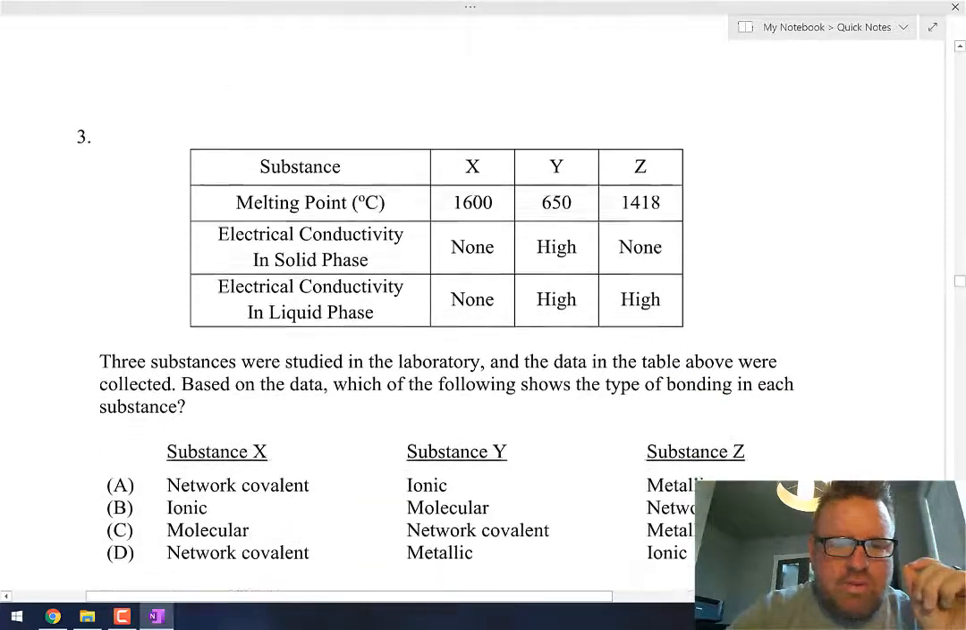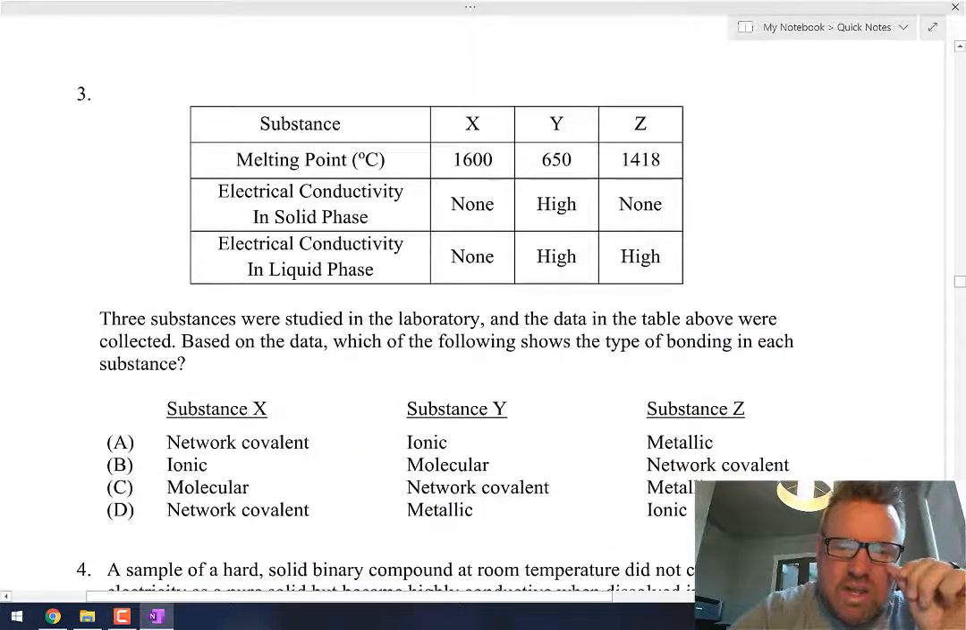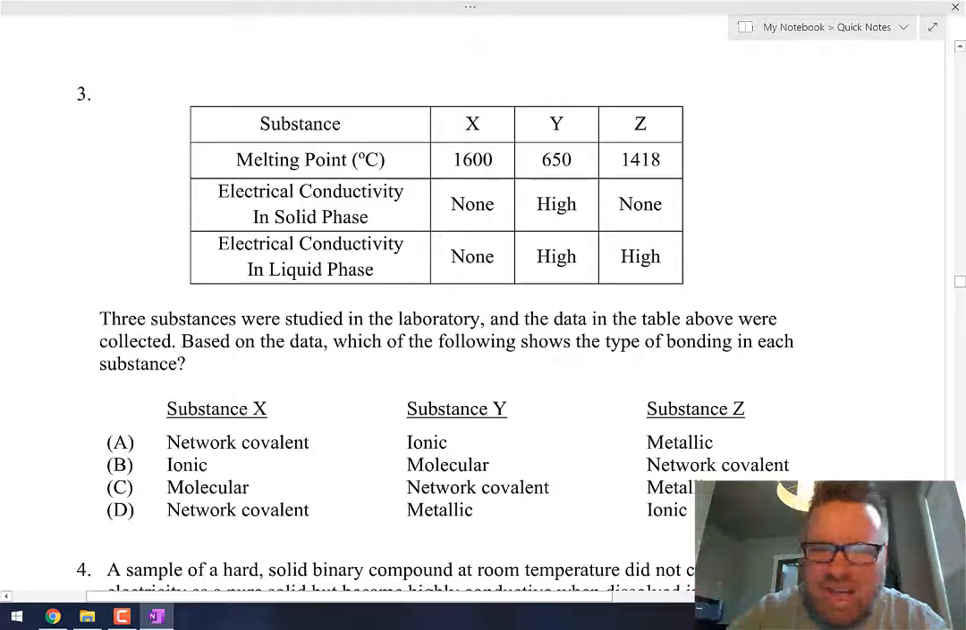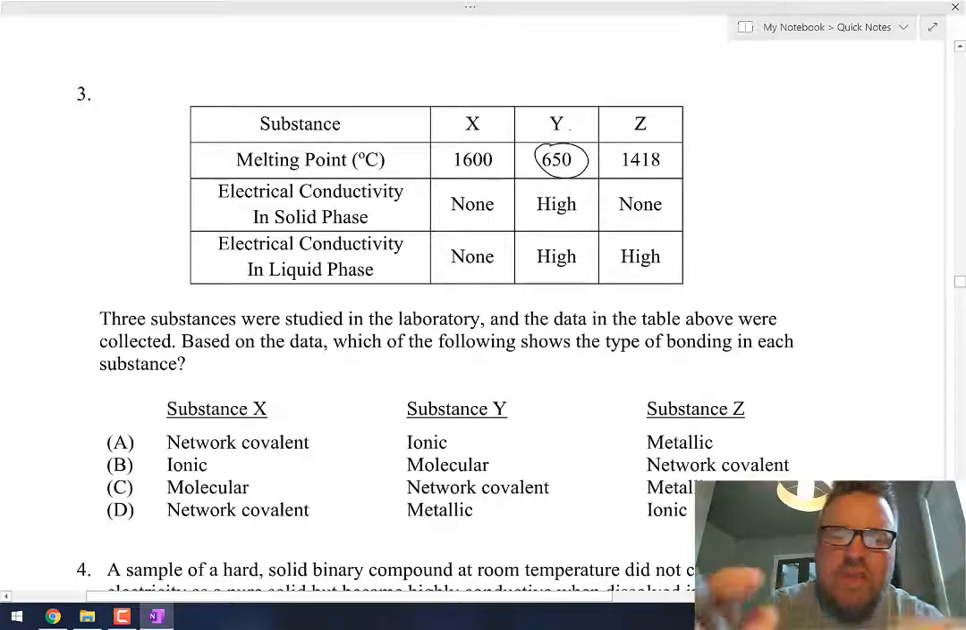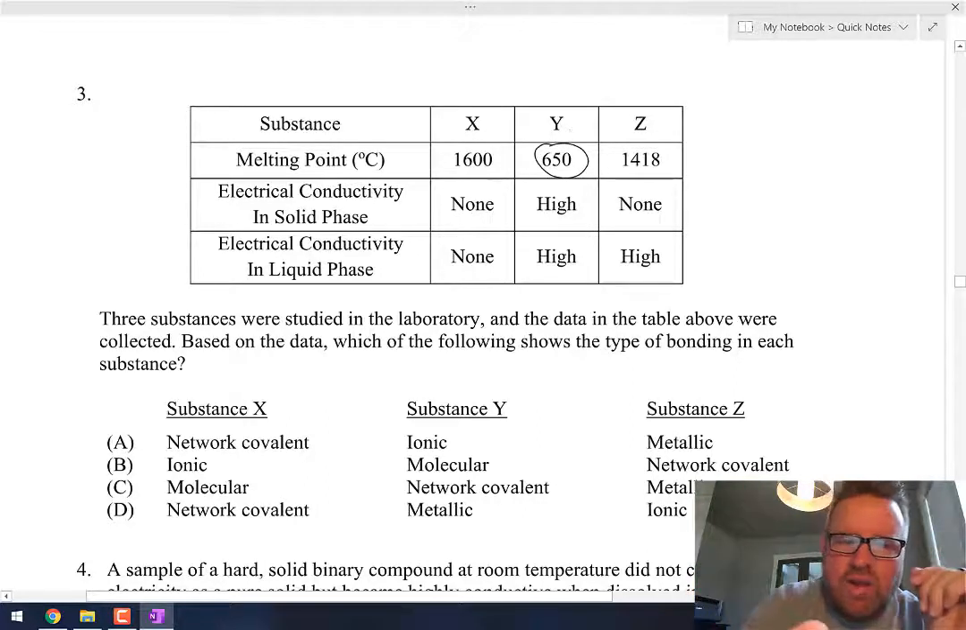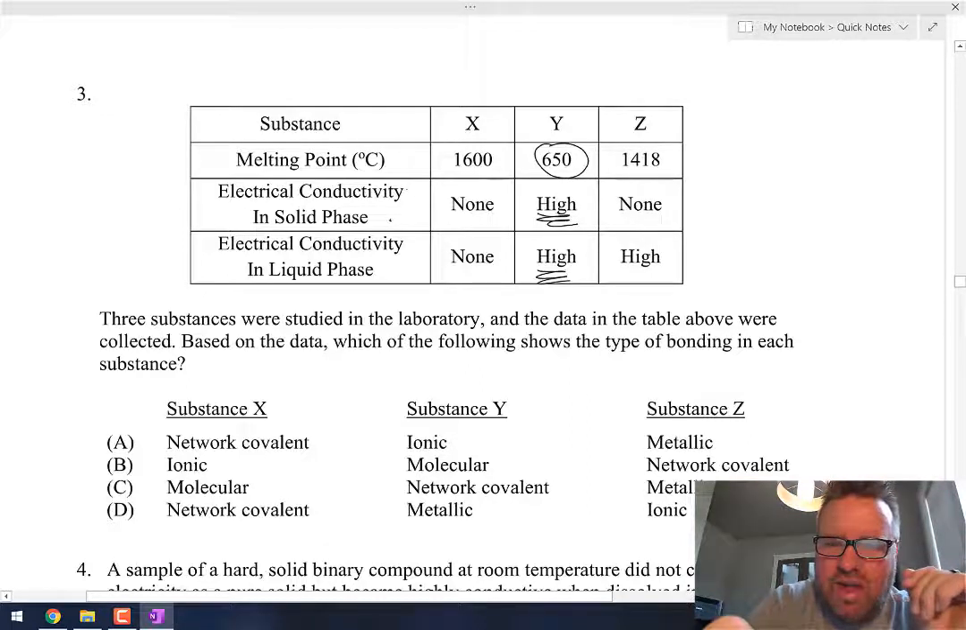Okay, number 3. Again, somewhat similar. The melting points don't help a ton because even here, it's a low melting point. That must be covalent. Well, but then it also tells you the electrical conductivity in the solid phase is high, and in the liquid phase, it's also high. So what's the only one that conducts electricity as a solid and as a liquid? Metallic. So Y has to be metallic.